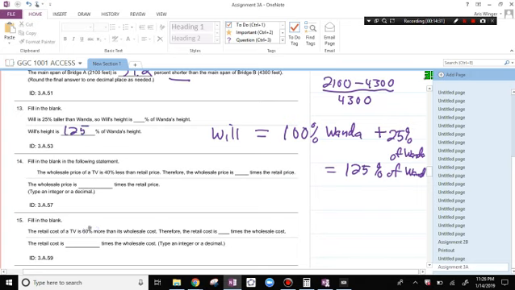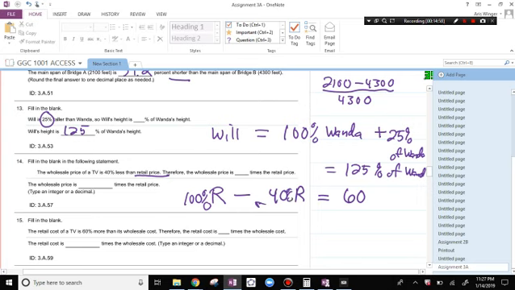So you're just taking this and adding 100% to it. The wholesale price of a TV is 40% less than the retail price. So you have the retail price, and then you're going to take off 40% of the retail price. That is going to leave 60%, right? So if you have 100% of the retail price and you take off 40% of it, then that leaves 60%.